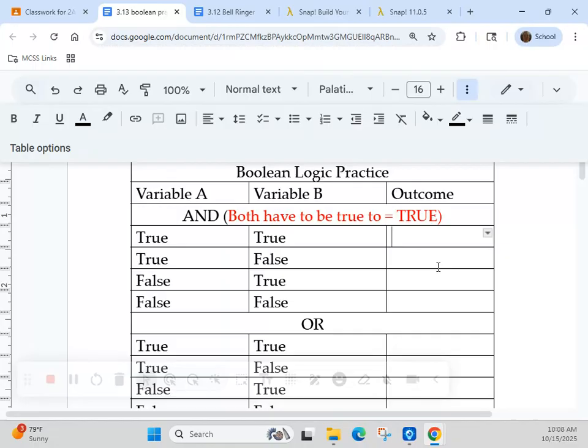Okay, and that's the big thing when we're talking about an and for this part of it. That's what makes an and statement. So the very first one we've got here, it says something is true and true. Well, that's going to be true.